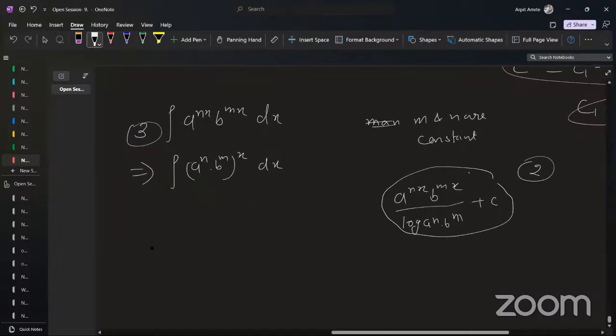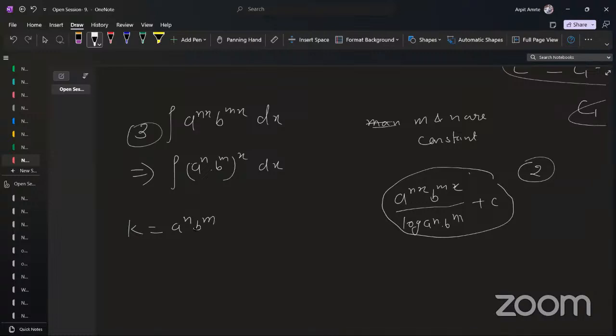So here we can take it like this: we can say k is equal to this, because whatever is inside is just a constant, because a, b, n, m all are fixed. So what will it be? It will be just k raised to the power x dx.